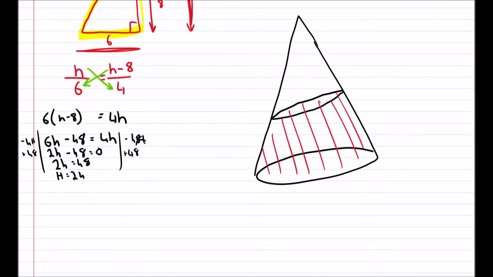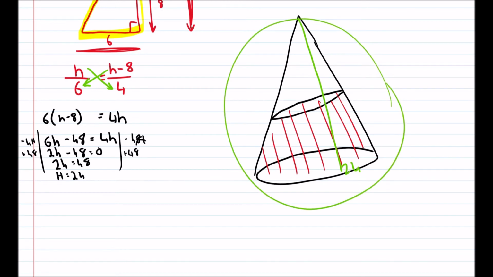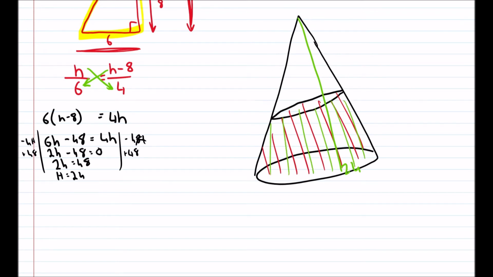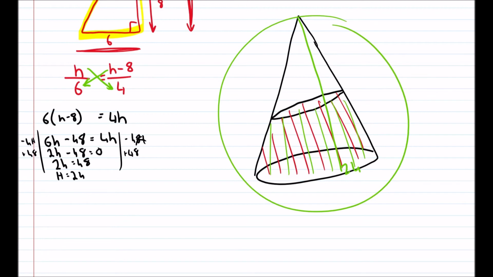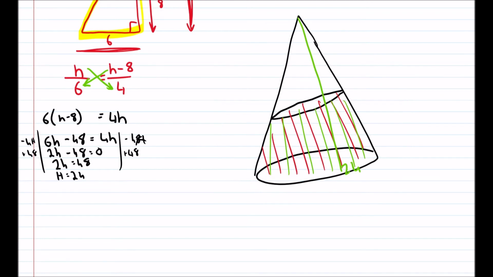So I'll just draw out this cone again. Alright, there's the bit that we have, this frustum here, but now I know the height of the whole thing. The height of the whole thing is 24. Okay, so if I get the area of the whole cone, then get the area of the smaller cone on top, and then take the smaller cone away from the bigger cone, I'll be left with the area of this frustum.